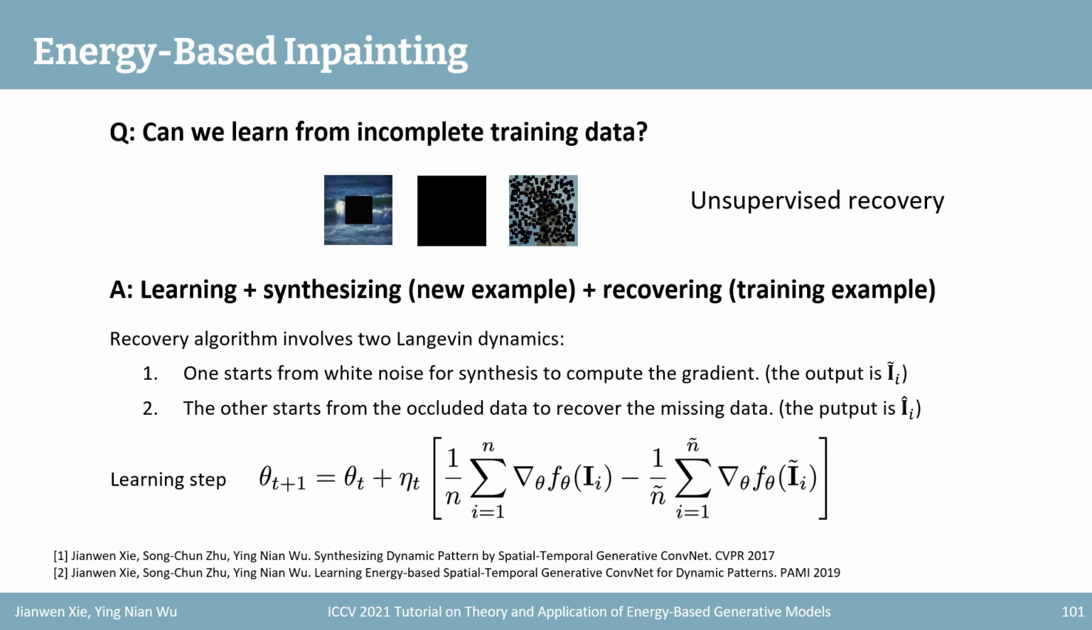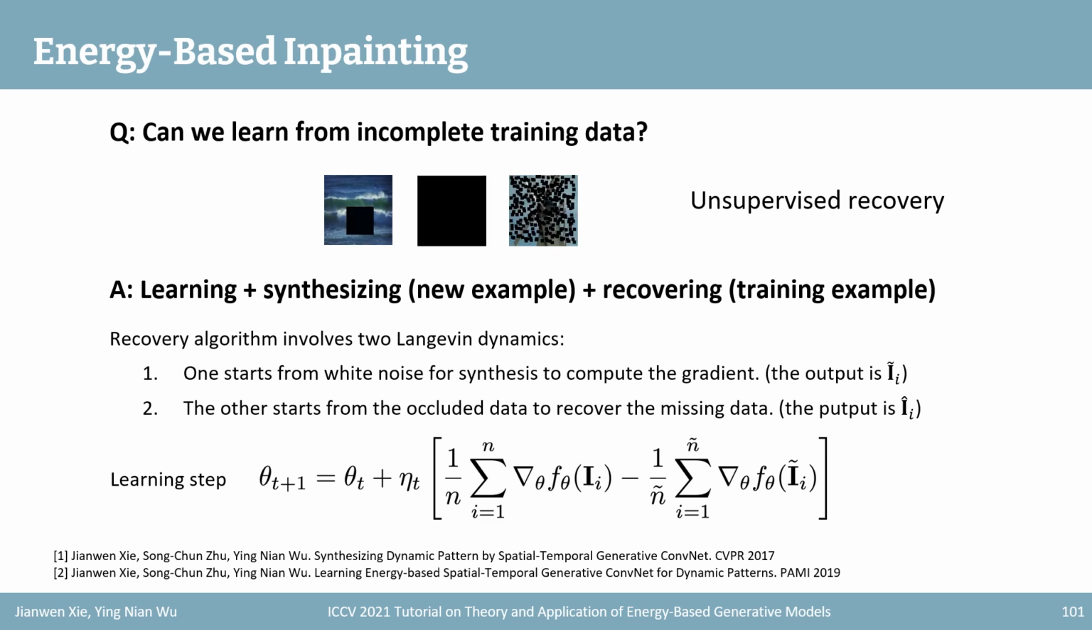The modification is that for each iteration, we run a few steps of Langevin dynamics to recover the occluded regions of the training example. The additional Langevin dynamics for recovery is initialized by the observed occluded example, and it only synthesizes the occluded regions while keeping the visible parts unchanged. At each iteration, we use the recovered observed example and the synthesized examples to compute the gradient of the log likelihood and update the model parameters.